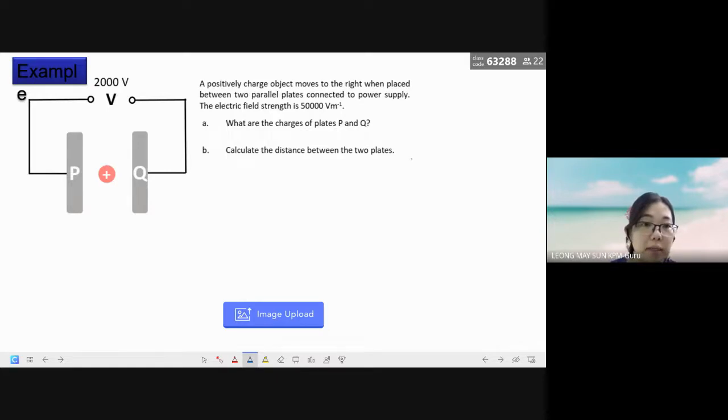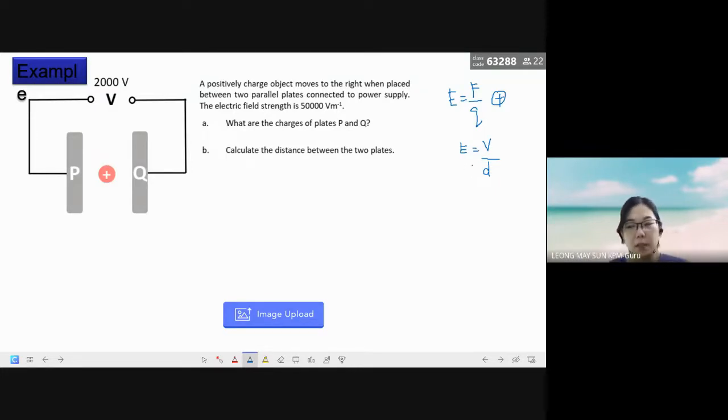Now let's try this example. We have two formulas so far. E equals to force, the electric force over the charge Q. This is for positive and negative charges. But this question is about two parallel plates. So for two parallel plates, the electric field strength equals the potential difference, which is the power supply, divided by the distance between them. So those are the two formulas.